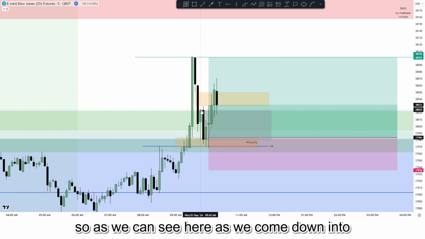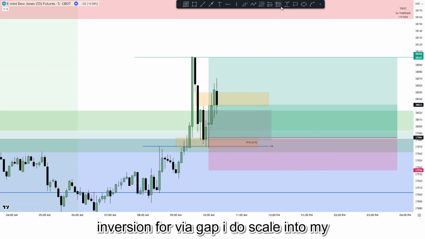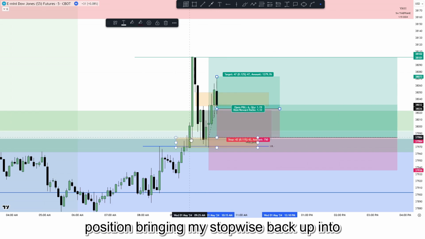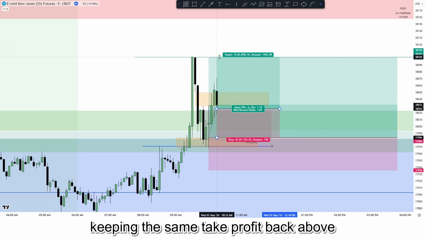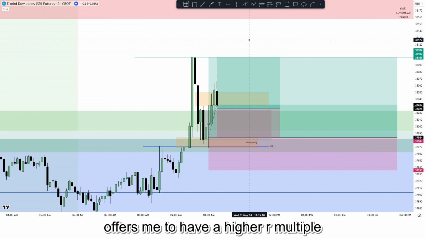So as we can see here, as we come down into this bullish order block as well as inversion fair value gap, I do scale into my position, bringing my stop loss back up into the entry, keeping the same take profit back above these highs. So scaling into my position allows me to have a higher R multiple.